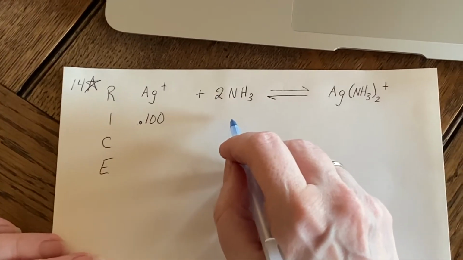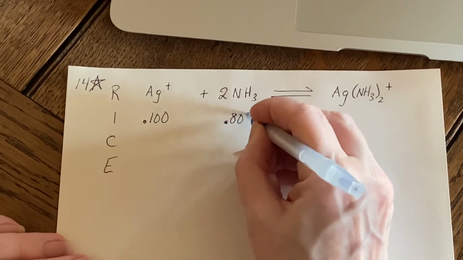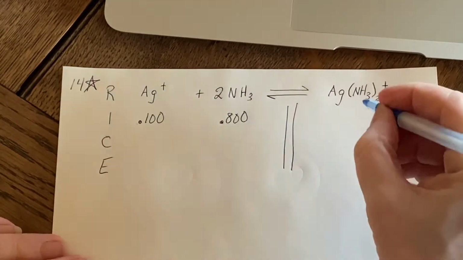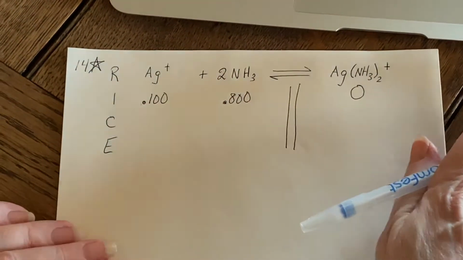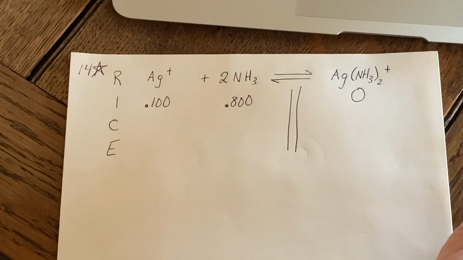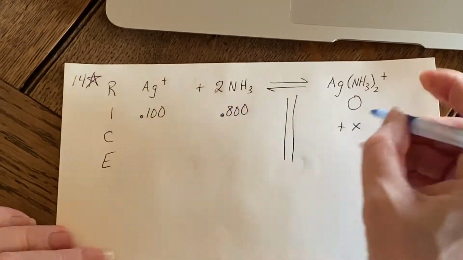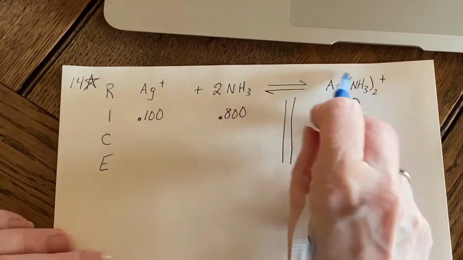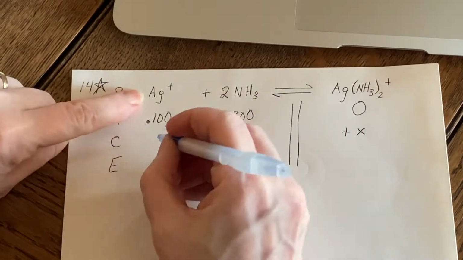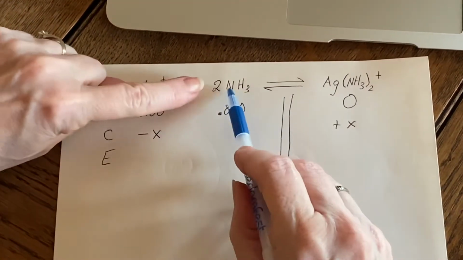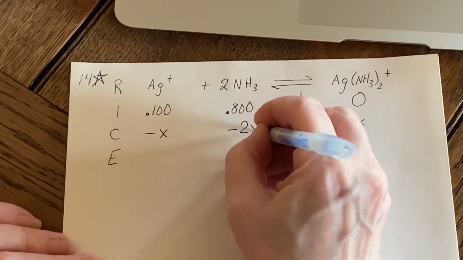Then it says 0.8 molar in ammonia. Okay, so 0.8 molar in ammonia. This is the opposite side, and this was 0. Well, we know that this is going to shift to the right. We can tell because KF isn't 0, right? So it's got to go this way. So this is going to come into existence, and for it to come into existence, some of this has to be used. One of these makes one of these, so minus X. But it takes 2 of these to make one of these, so this will be minus 2X.